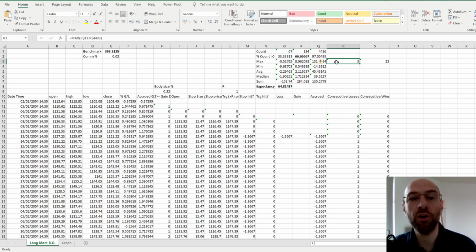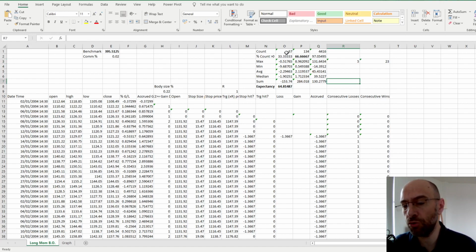And then, of course, by calculating the maximum value, I can see what was the highest number of consecutive losses and wins. So it turns out, for these parameters using this body size with this R, 5 consecutive losses was the highest observed, and consecutive wins had an occurrence of 23 consecutive wins.